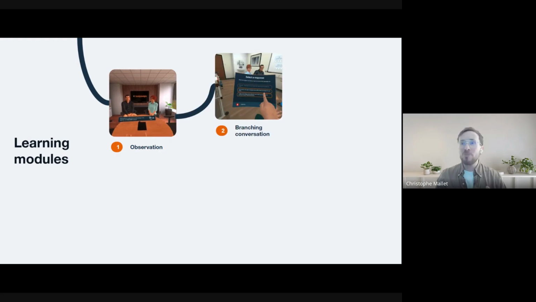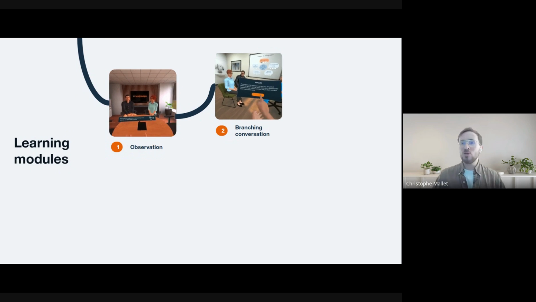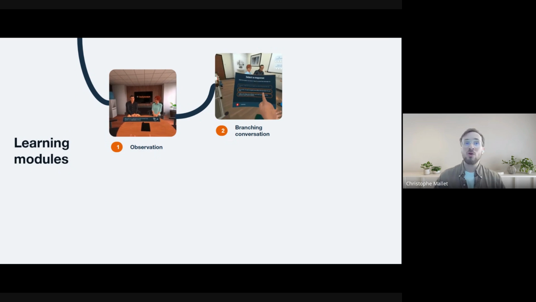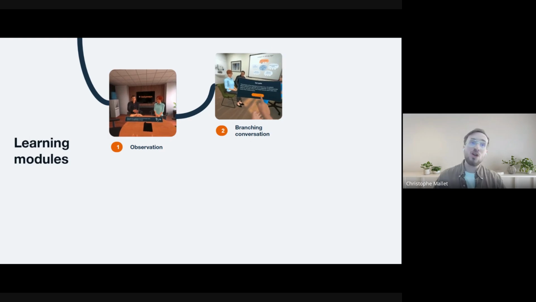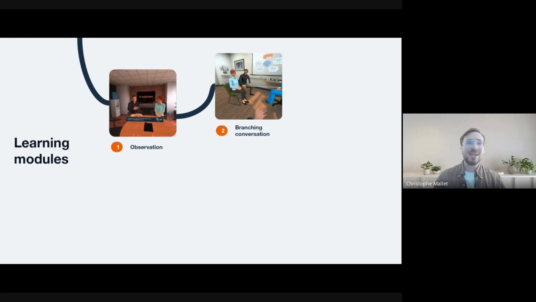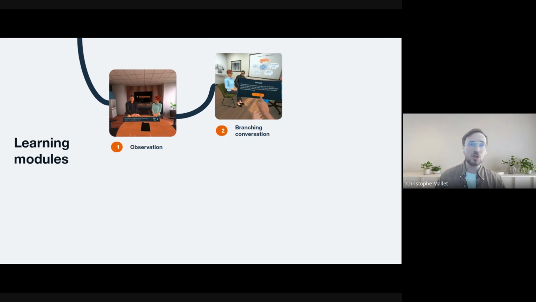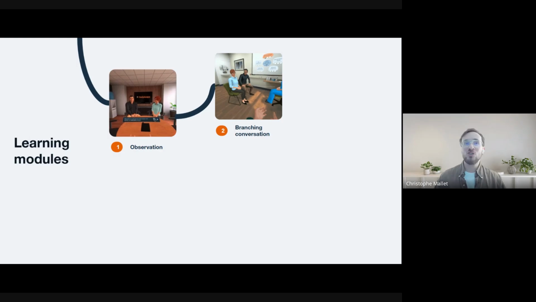Then we're going to up the stakes a little bit, and you would typically go into a branching conversation or guided conversation. In this case, you have a couple being very angry about a cancer diagnosis that came in very late, and you have to use what you learned in the observation and pick the right answer, choosing between A, B, or C. You can use your voice to do that, or your fingers, and you will get feedback based on the decision you make.